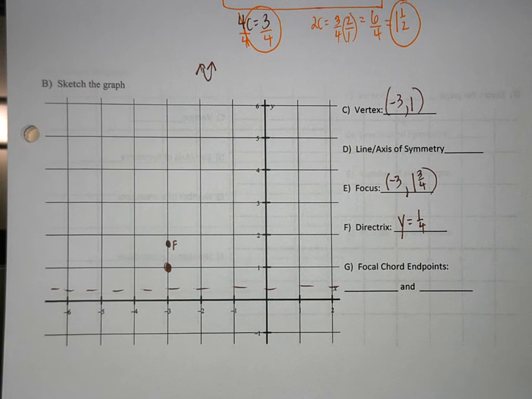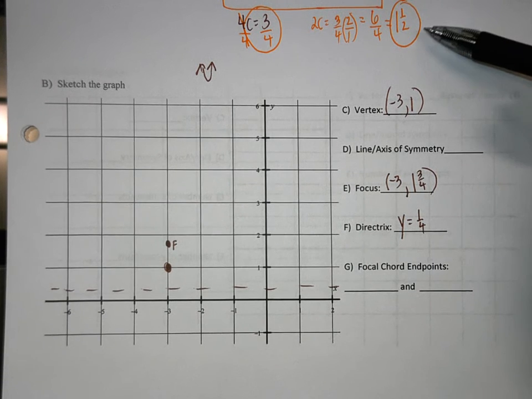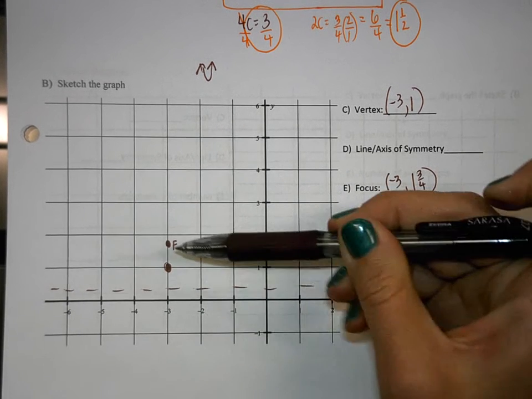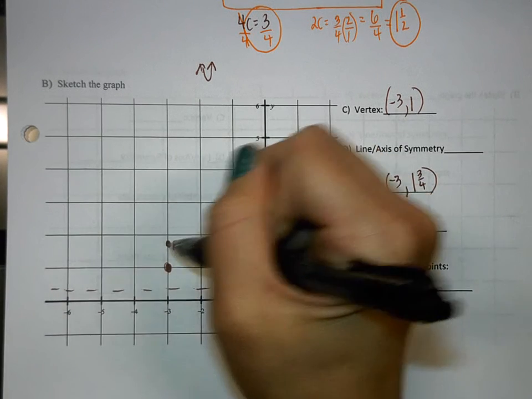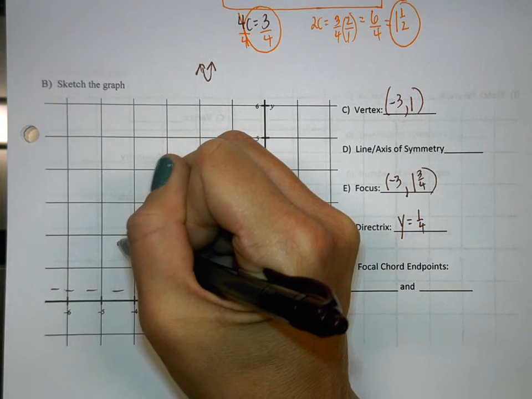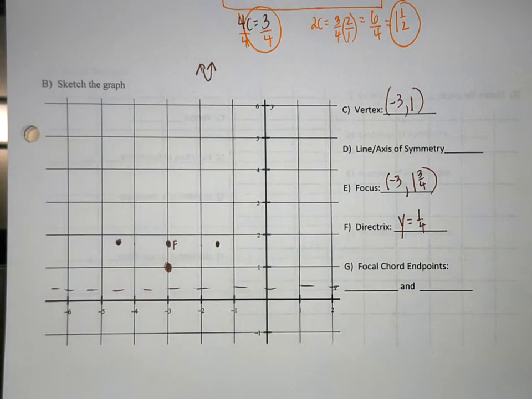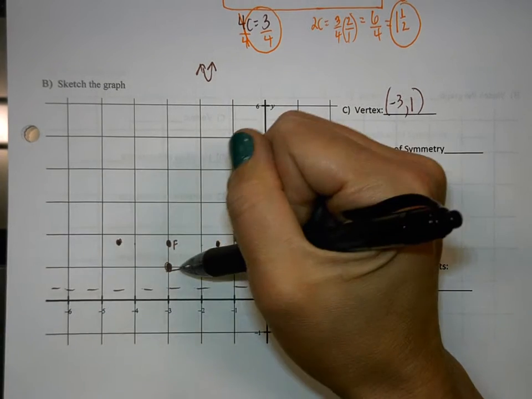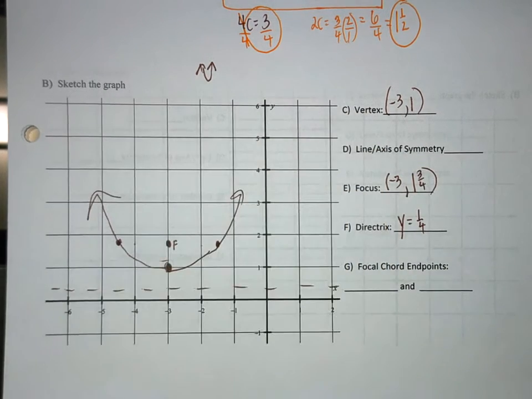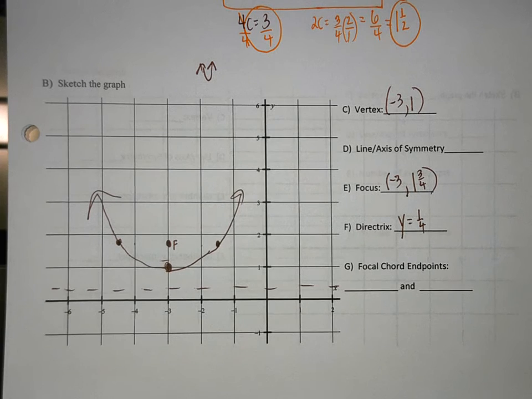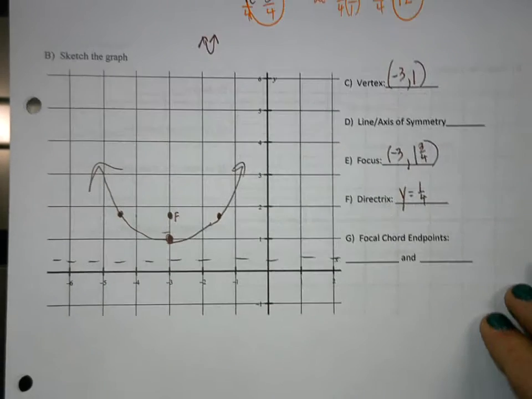Okay, so then in order to finish graphing, we need our focal chord endpoints. And so that's where we did 2c, right? And we found already that the 2c value is 1.5. So from my focus, I'm going to go right 1.5 and then left 1.5. Okay, and then we can draw our curve. So what are those focal chord endpoints? What would we write those as?